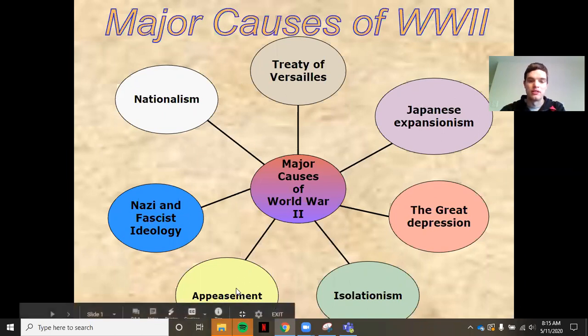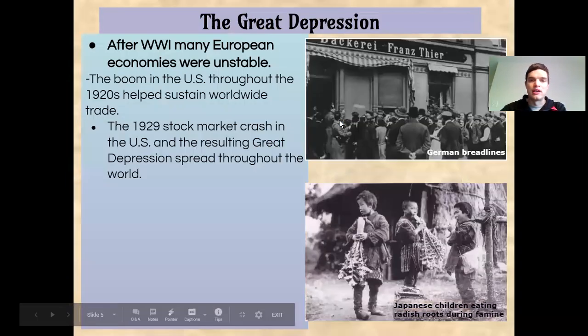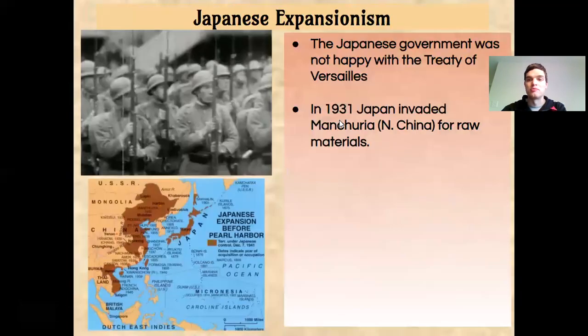We're going to talk about appeasement and then U.S. isolationism. So let's go all the way to Japanese expansionism. And so in order to get back to Japan, we have to go back all the way to the Treaty of Versailles. So Japan was at the Paris Peace Conference, and they had two main things that they wanted out of the Treaty of Versailles.